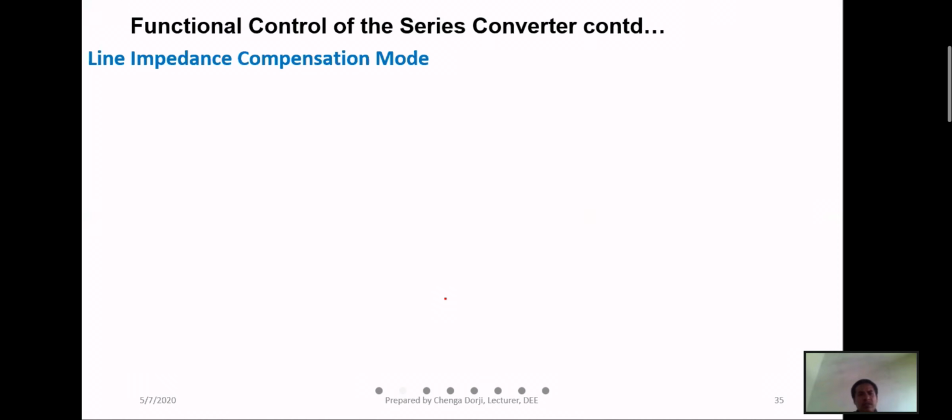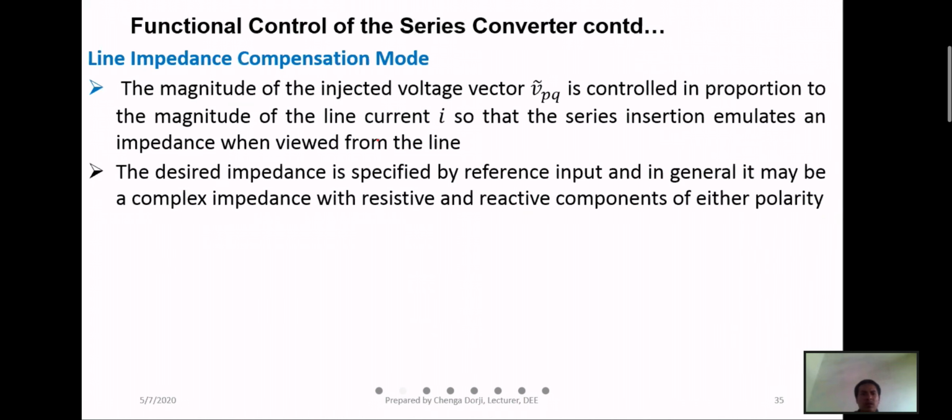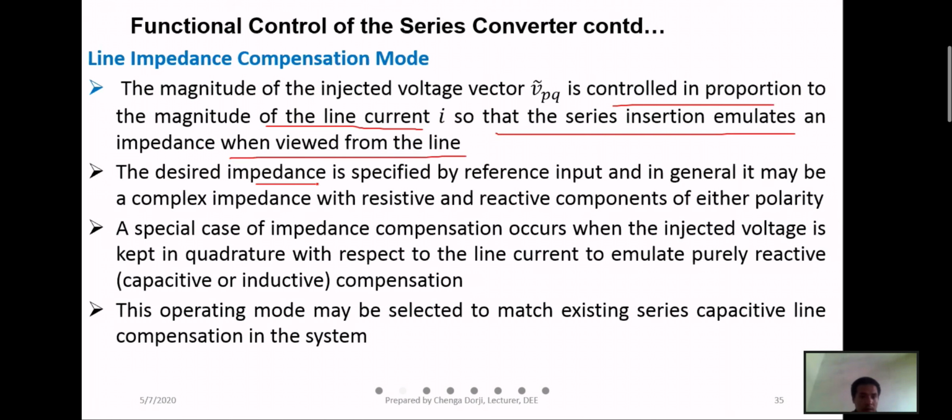Then another one: line impedance emulation, which is similar to series compensation. Here the magnitude of the injected voltage VPQ is controlled in proportion to the magnitude of the line current, so that the series insertion emulates an impedance when viewed from the line. The desired impedance is specified by the reference input. Nothing new here, so you can just go through it.